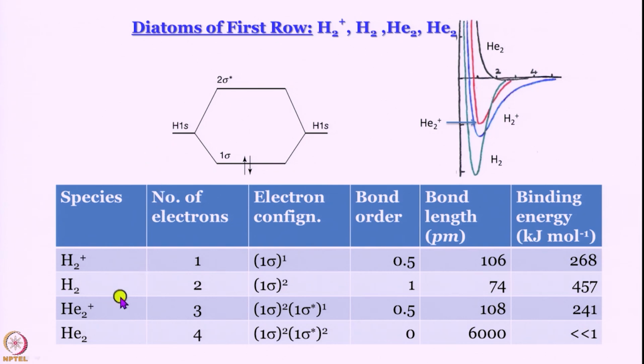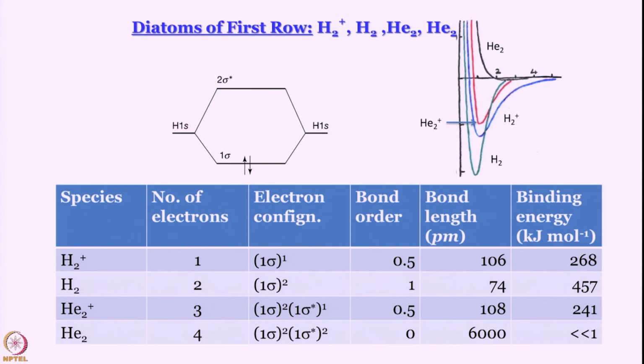And what about He2? In He2 you have 2 electrons in the bonding orbital, 2 electrons in the antibonding orbital, bond order is 0, but energy is not 0, it is still a little less than 1 and actually you get an energy minimum at much longer distance, 6000 picometer. Why is it that at 6000 picometer we have this, so 1 nanometer is huge for an atom. Why is it that we have a minimum? That is because of interatomic interaction, right.